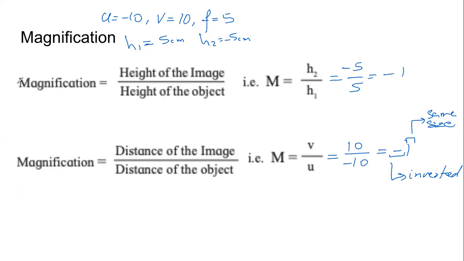So whether we use the formula with respect to the height or we use the formula with respect to the distance, the magnification tells us two things. Magnification tells us the relative size of the image with respect to the object. The magnification also tells us if the image is erect or inverted. Please, please, please remember this. This is the same logic that we used in case of spherical mirrors. Concave mirror, convex mirror.